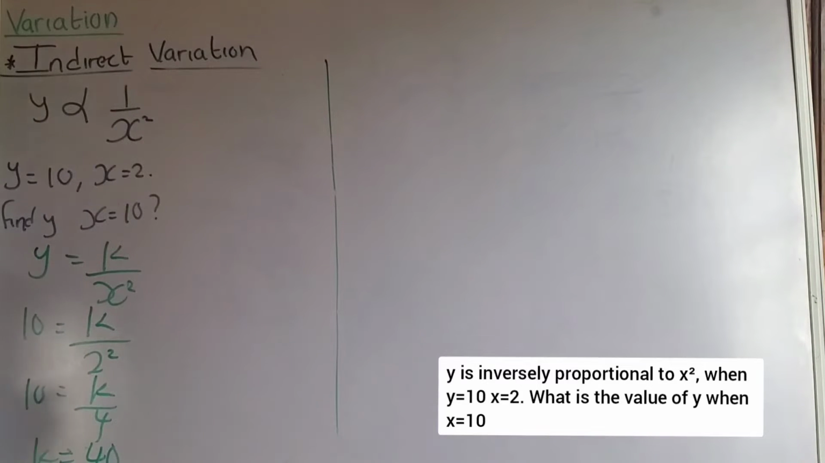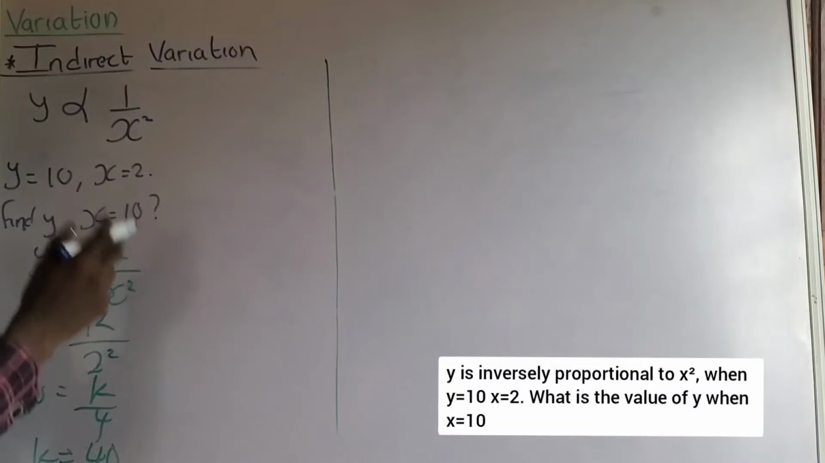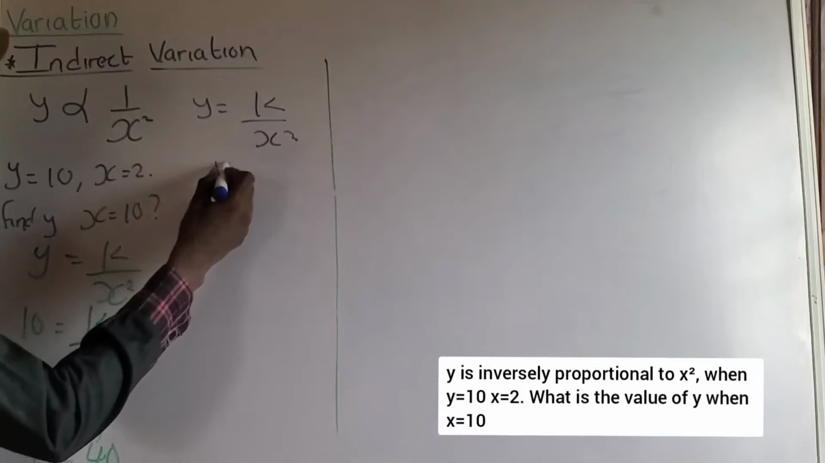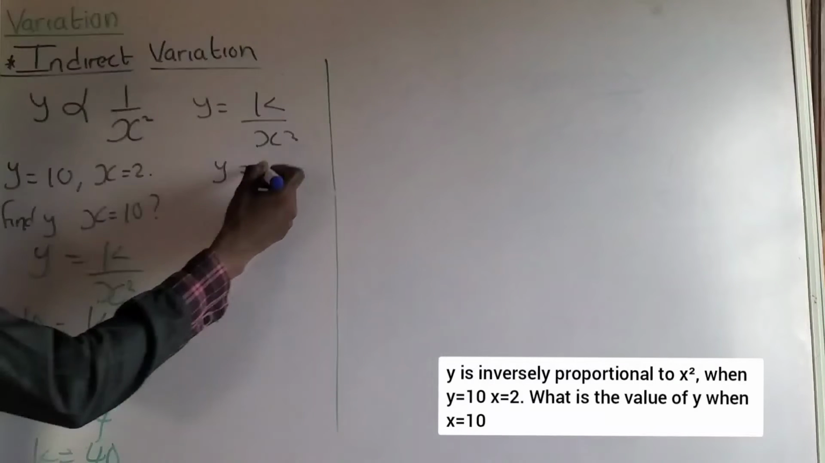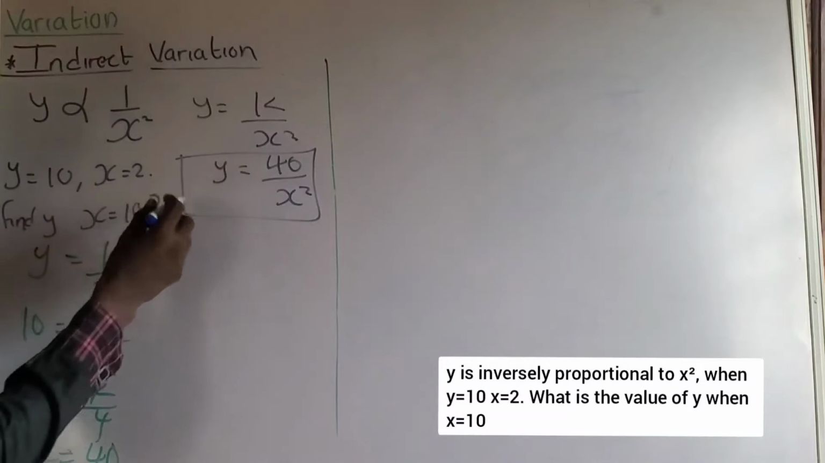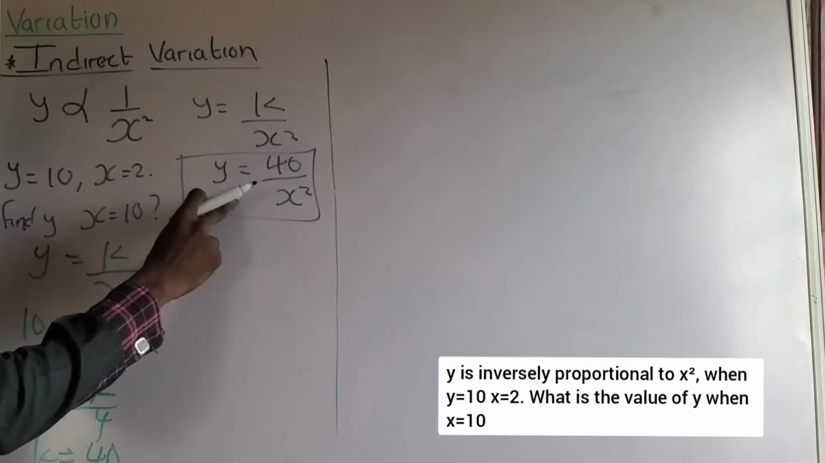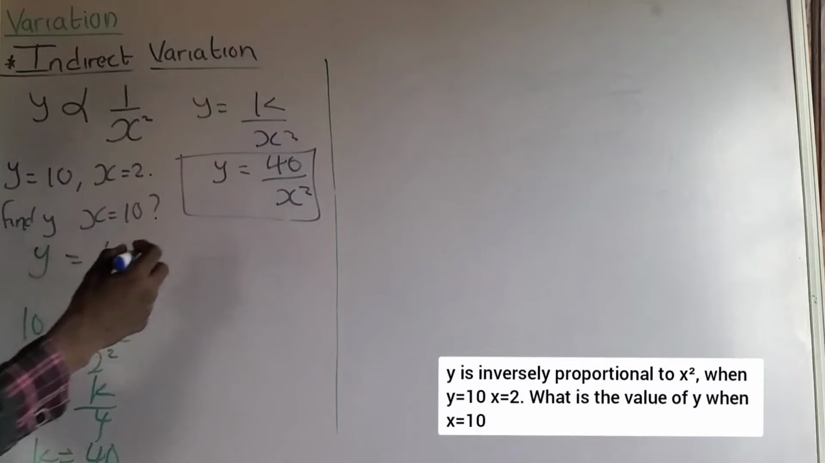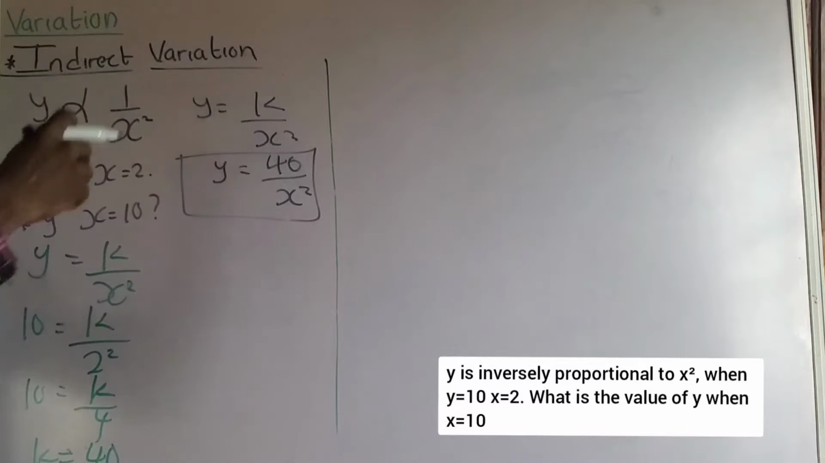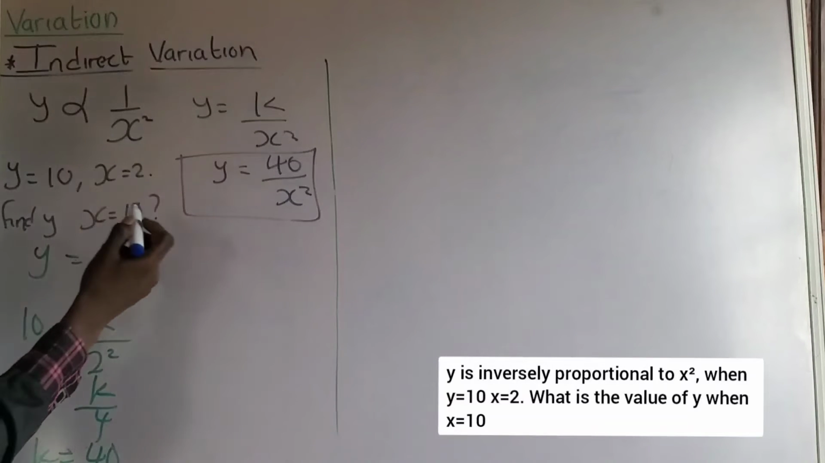Now, having gotten the value of k as 40, we can proceed to calculate the value of y when x equals 10. All you have to do is substitute the value of x as 10 in this equation. y equals k over x squared, so y equals 40 over x squared. This is the relationship connecting y and x squared. Now, to get any value of x, we can just substitute the value of y as anything, and to get any value of y, we can just substitute the value of x as anything.